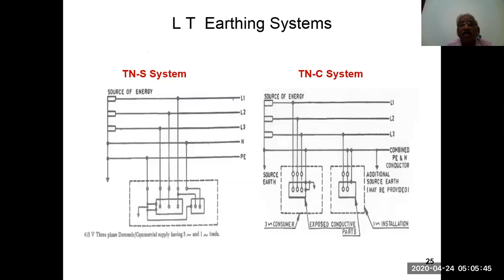Now, these are the LT earthing systems. The left side is the TN-S system and the right side is the TN-C system. You can see that in the neutral wire, S stands for separate, C stands for combined. So here the neutral wire is different from the protective earthing conductor. Here both have been combined. Once you make it a combined one, you can't separate them out.